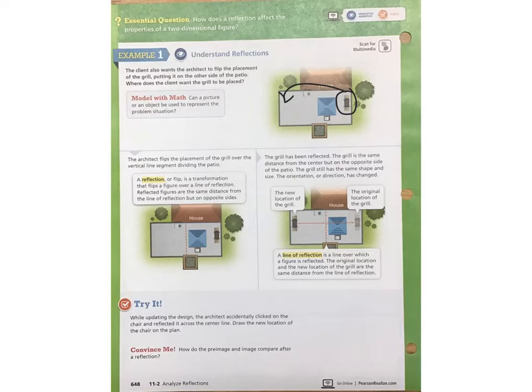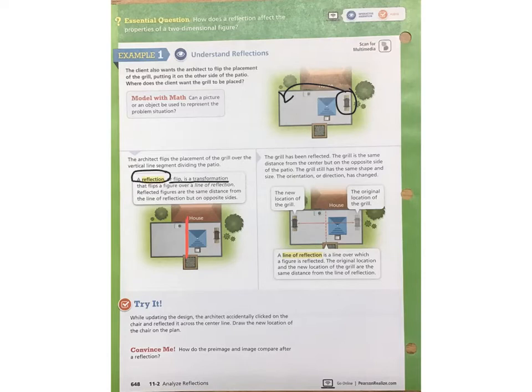Where does the client want the grill to be placed? In this problem, it's easiest to visualize this problem using a picture. What you'll notice is that the patio has been divided into two parts, and you see the red dotted line on your paper that shows those two parts. The architect can flip the placement of the grill over the vertical line segment that divides the patio. This is what we call a reflection or a flip.